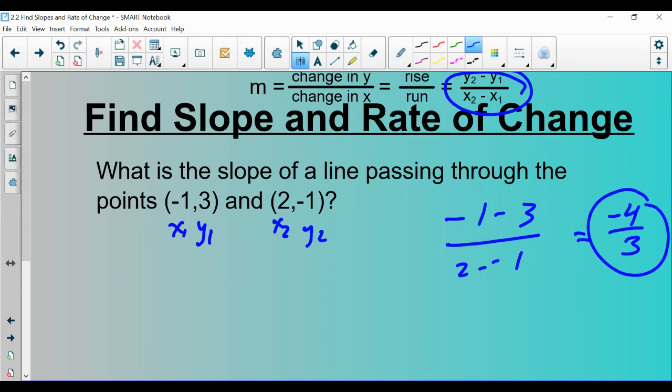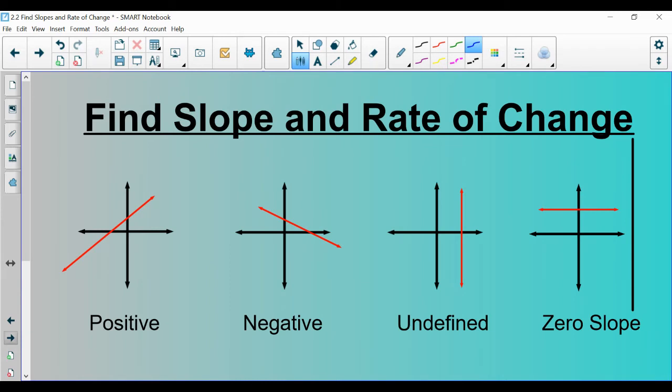And negative 4 over 3 is your answer. Please leave your answers in fractions. Do not convert these to decimals. We always think of slope as a fraction. Every time that you rise negative 4, so every time that you go down 4, you go over 3. That's the pitch. That's the steepness of a slope of negative 4/3.